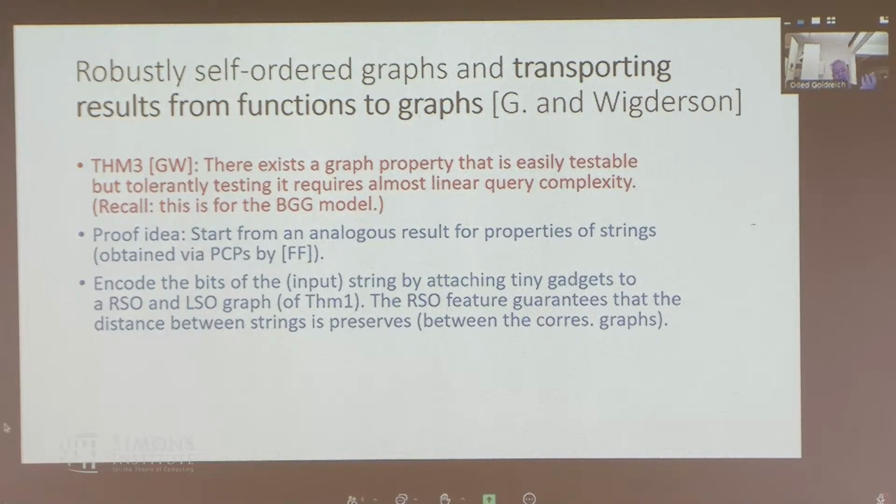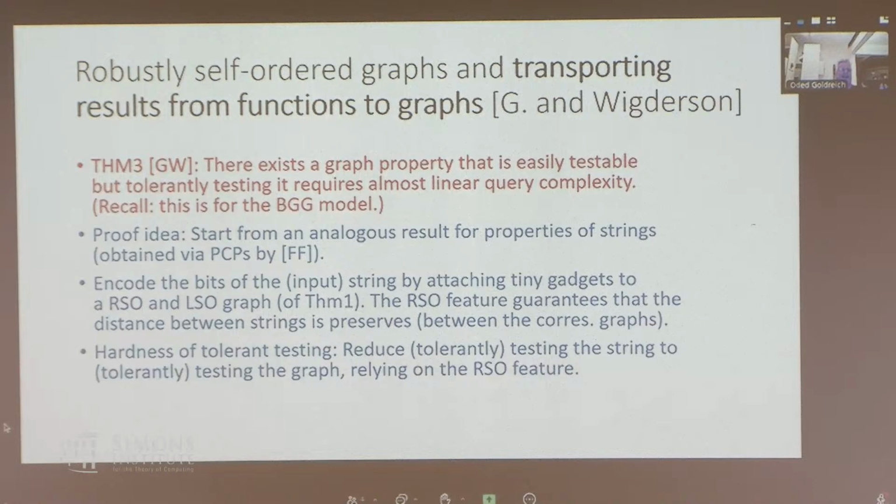So basically, I'm taking a string and I'm encoding it in a graph, which would sound insane if I didn't have these properties I'm talking about, because you could say the order of the string is not preserved by the graph. But the fact that the graph is robustly self-ordered says that it is preserved. And this is what we are doing.